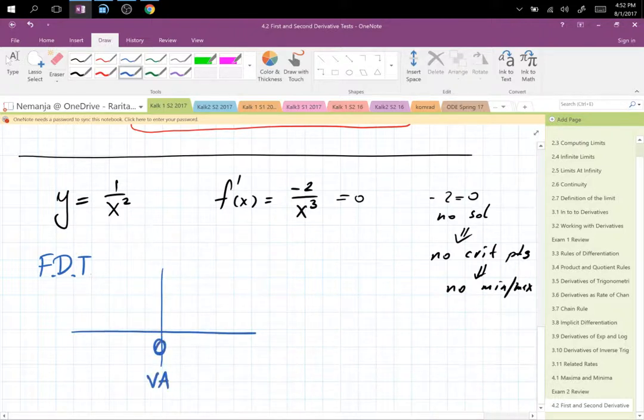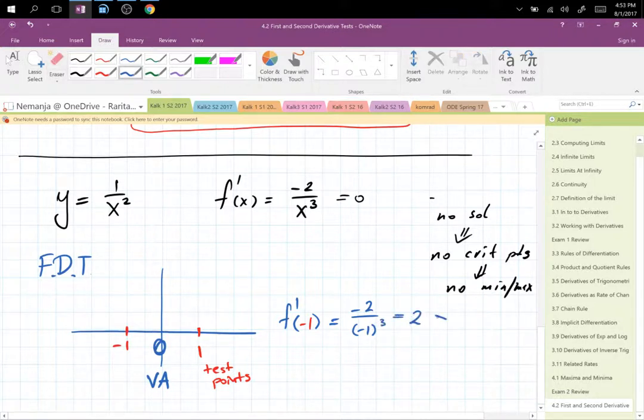So I'll put VA, vertical asymptote. I'm still going to use the same two lazy -1 and +1 test points. And we do our first derivative analysis at -1. Maybe I'll make it red one more time. So you plug in test points here, and you have -2 divided by -1 cubed. So the answer is +2, which is larger than 0, which means that the function is increasing.